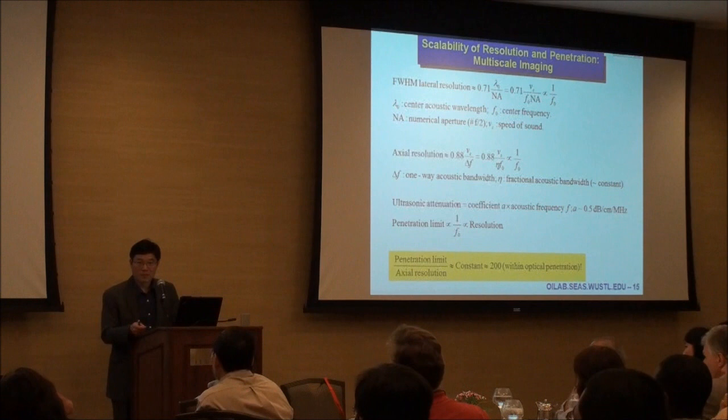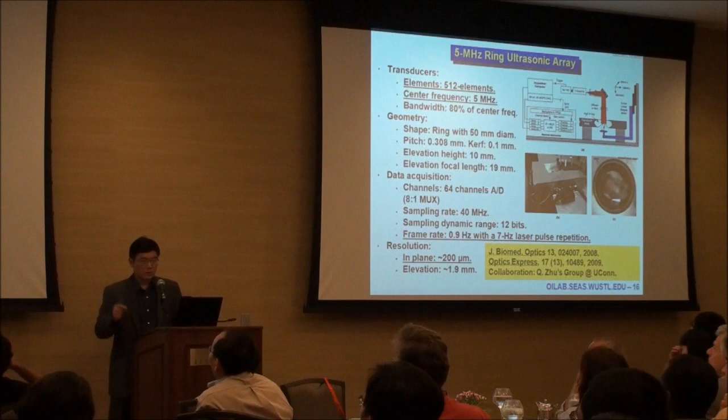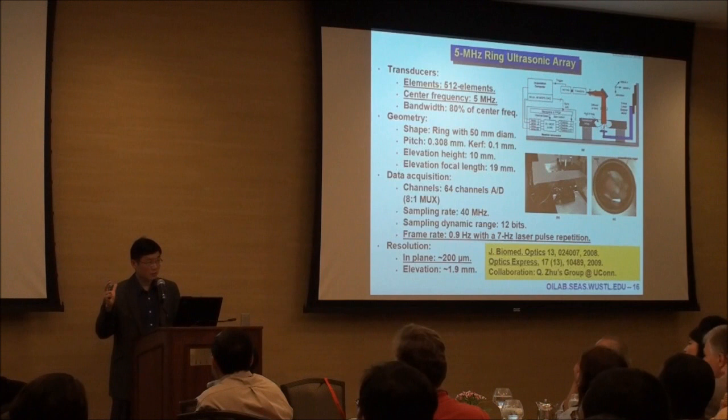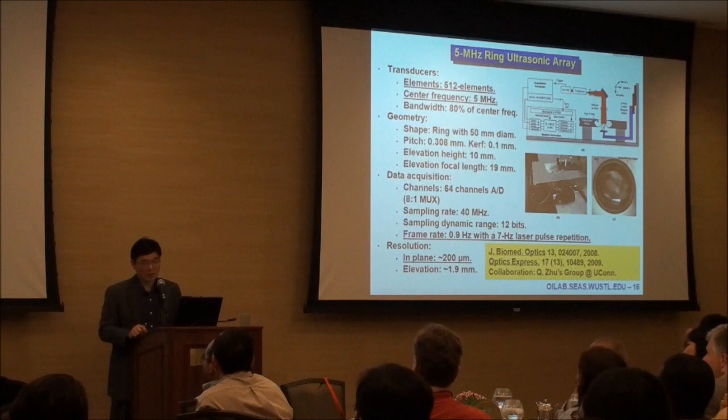When we first started in this field, we used a single element ultrasound transducer just to mechanically rotate around the small animal to form an image. So you gotta repeat the laser pulses, and it's going to be a very slow process. It took us more than 20 minutes to get a 2D image.